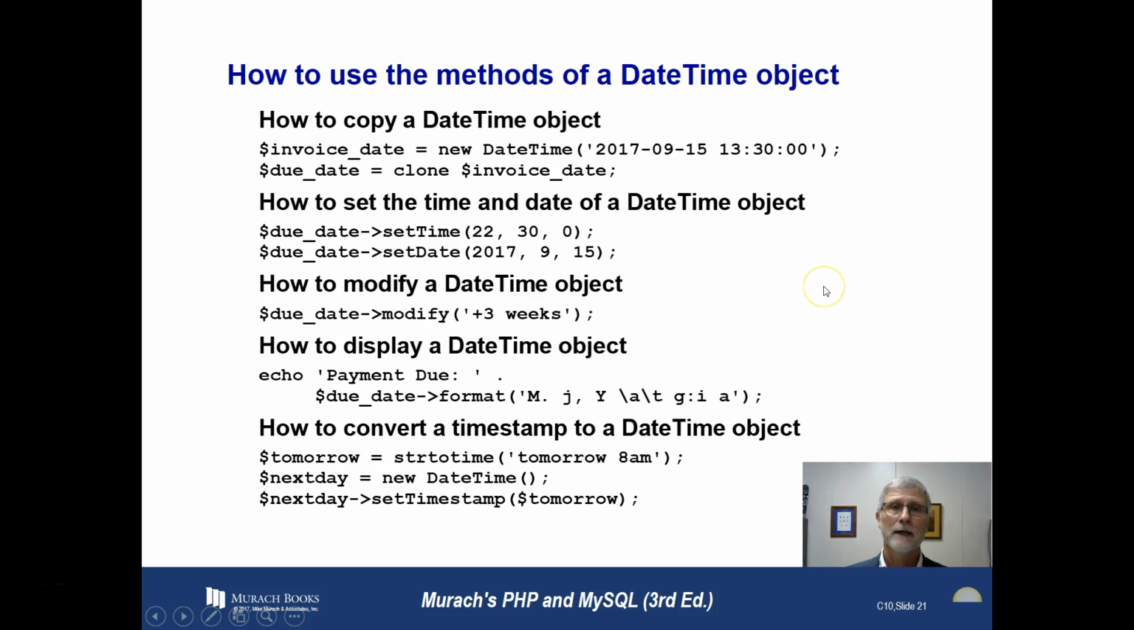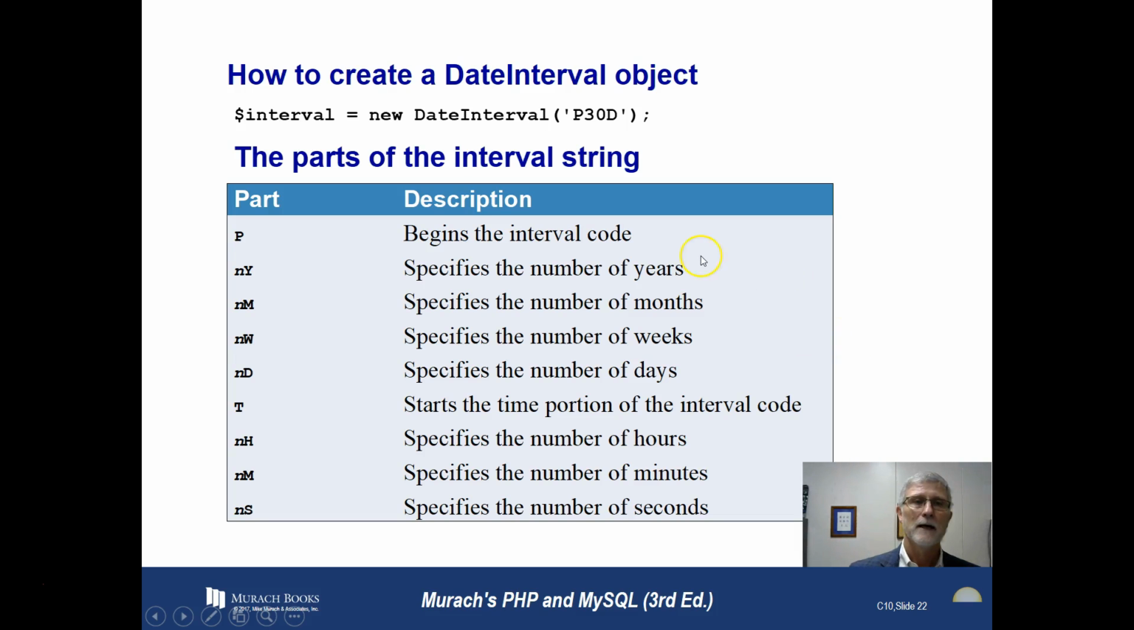So different ways of manipulating your date and time. Using different methods here, just ways of how it could be used, how to copy the date time object, how to set the times, the dates, how to modify them, just different suggestions of ways you may want to use it in your code.